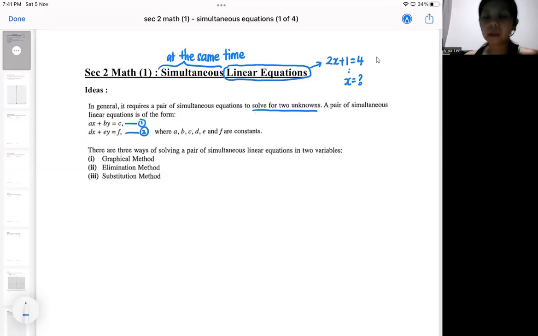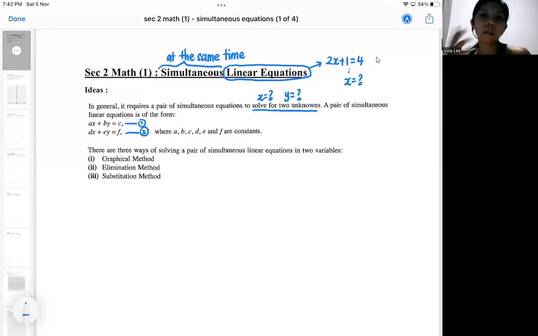What do we mean by solve for two unknowns? That means you will be finding the value of x, and you will also be finding the value of y. Of course, we are not going to have x and y all the time. Maybe it can be a and b. Maybe you will be finding the values of m and n. So generally, you will be coming to two unknowns compared to what you learned in Sec 1.